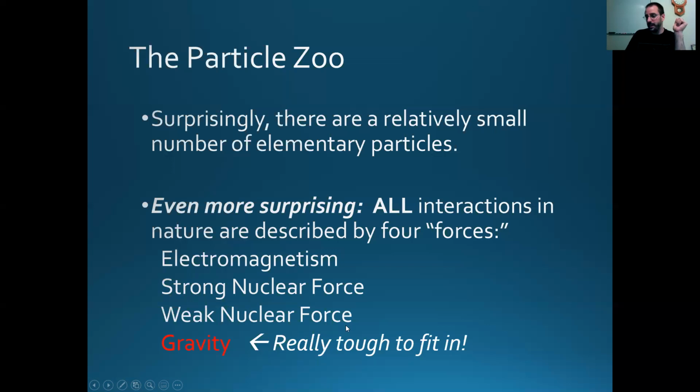Then there's something called the weak nuclear force, which is a lot like the strong nuclear force, except that it's weaker by a factor of a couple billion. So about a billion or so times weaker than the strong force. The weak nuclear force, basically where we see that is radioactive decay. So anything that's radioactive and decays, that's the weak nuclear force causing that. Again, it's weak, also short range. And then that brings us to gravity. Gravity, as I said in the beginning, is really, really tough to fit in.